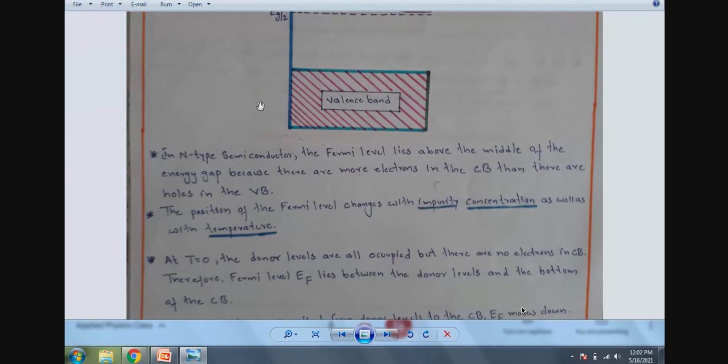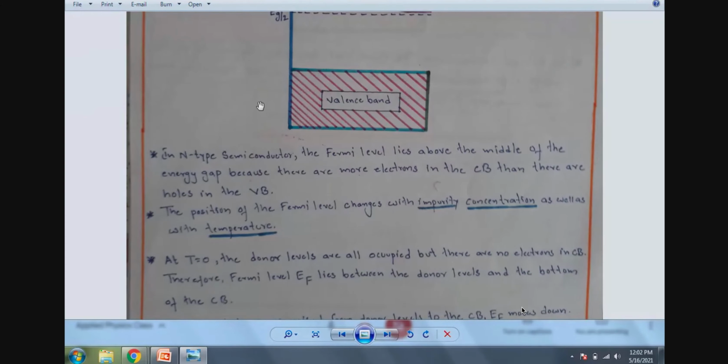So what happens here, if you put T is equal to 0 in equation 3, I can find the formula for the Fermi level. Because at T is equal to 0, I can find the position of the Fermi level. You put T is equal to 0, and finally you get EF is equal to ED plus EC by 2. So this is the position of the Fermi level, which lies exactly halfway between the donor levels and the bottom of the conduction band.